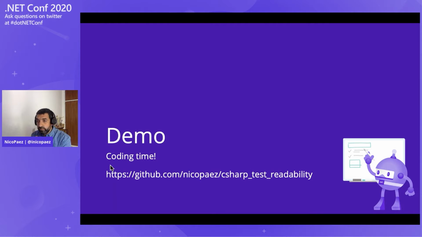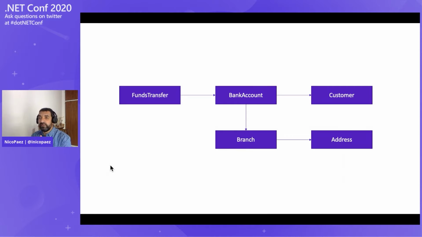Here I have my code. You can access it on GitHub. I already shared my solution there, so you can check it. And let's browse the situation. For this demo, I have a very simple domain, a bank domain, where we have a funds transfer object that will perform funds transfers between bank accounts. The bank account belongs to a customer, and the bank account is located in a certain branch, and the branch is related to an address, of course. So this is my simple domain model, and let's see how it works.